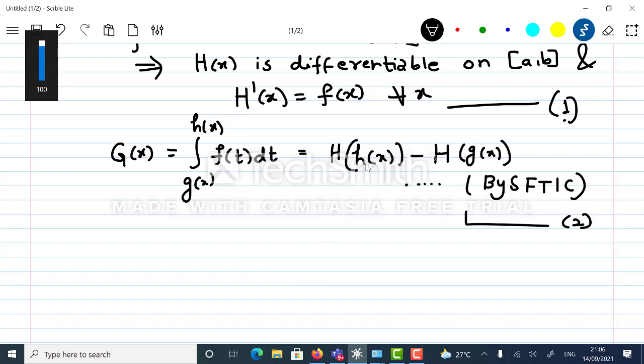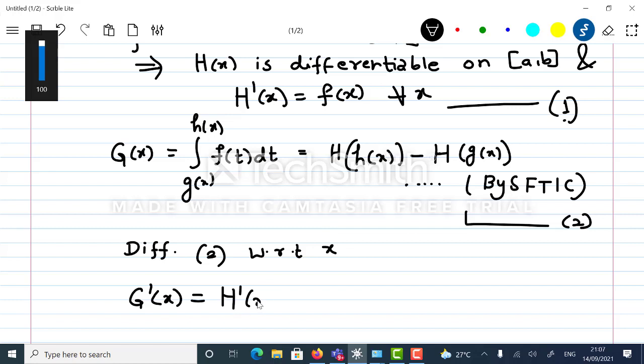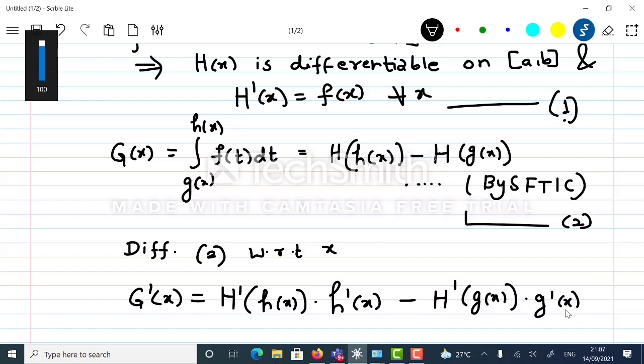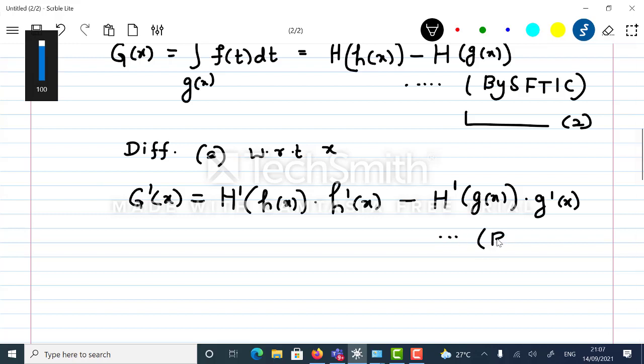Now see, h and g are differentiable. So the right hand side is differentiable, and definitely the left hand side will be differentiable. So G is differentiable. Let me differentiate on both sides with respect to x. What I'll get is as follows: G'(x) is equal to H'(h(x)) times h'(x) minus H'(g(x)) times g'(x). I'm using the chain rule of differentiation.